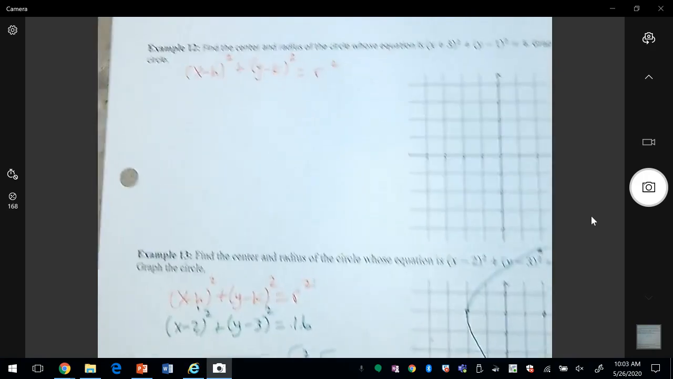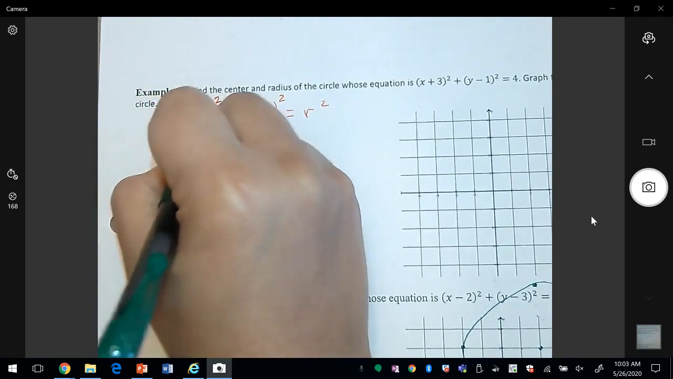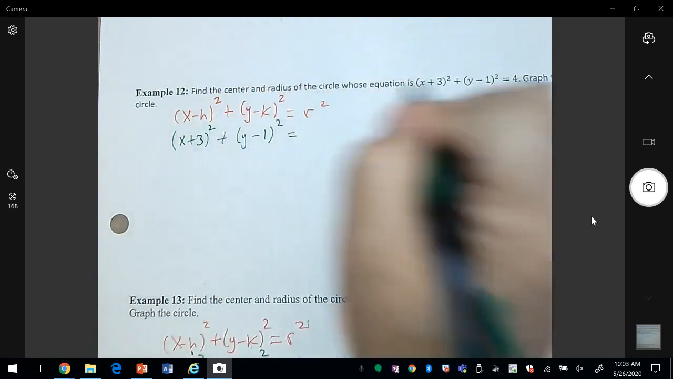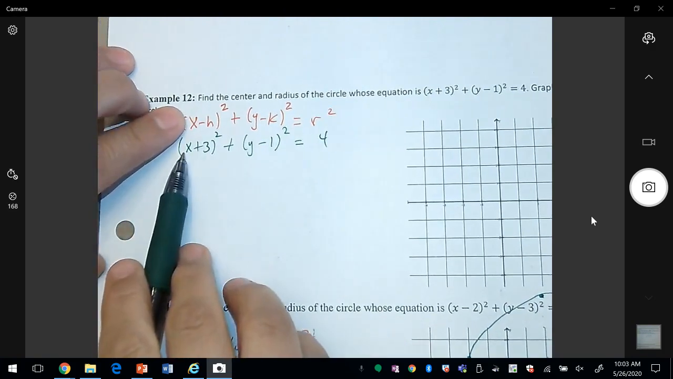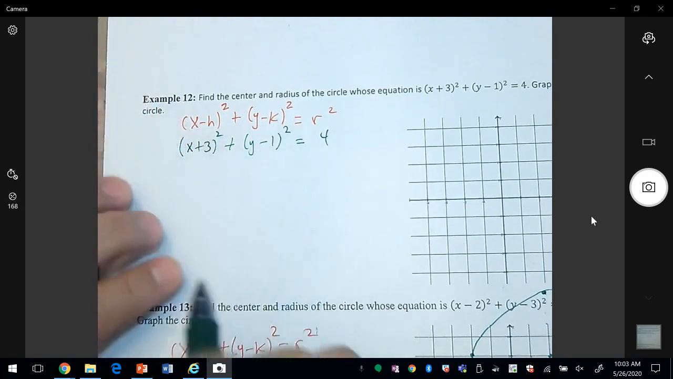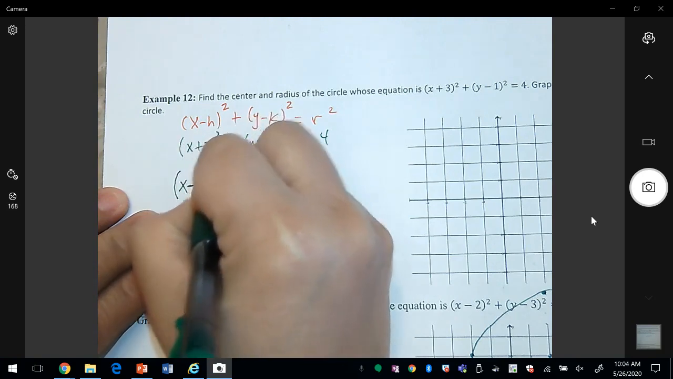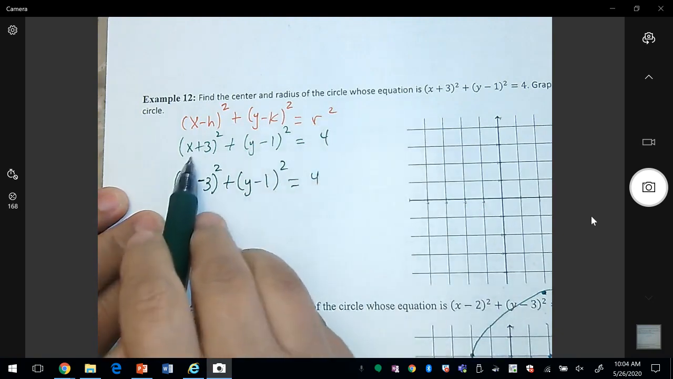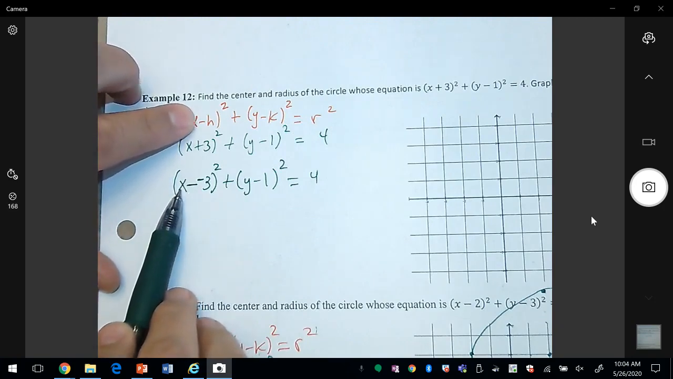So let's go back to number 12. So here I have x plus 3 squared plus y minus 1 squared is equal to 4. So if we compare again, we have x and x, but instead of a minus, I have a plus. I need to make sure that this is in the standard form. So I can rewrite this as x minus negative 3. And notice that negative negative is still that positive 3. By doing that, then I have x and x, minus and minus.